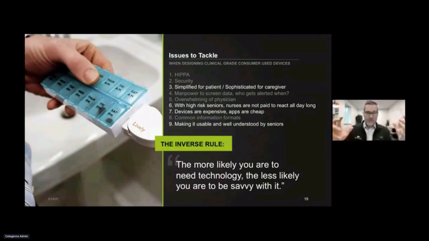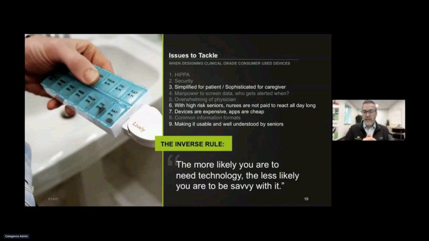Also, with high-risk patients, say like seniors, for instance, with a lot of comorbidities, nurses aren't paid and around to react all day long. So the device, the system, is going to have to react. The patient is going to have to figure some things out themselves. What are their cognitive limitations and capabilities? That's human factors engineering. Devices are expensive, but apps are cheap for people to buy and use. So what can we work and put into an app? There's human factors engineering that goes into making people understand how to correctly use an app without error. And making it usable and well understood by a tough population like, say, seniors with a lot of comorbidities.